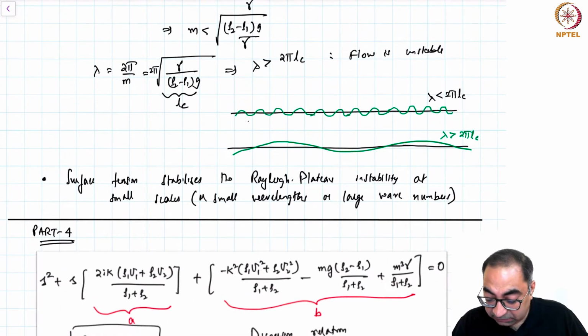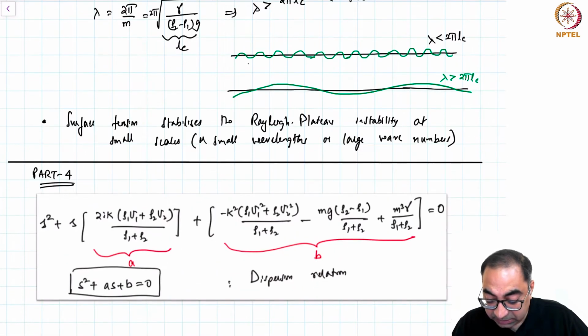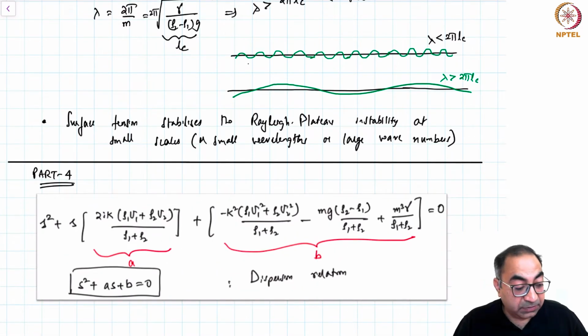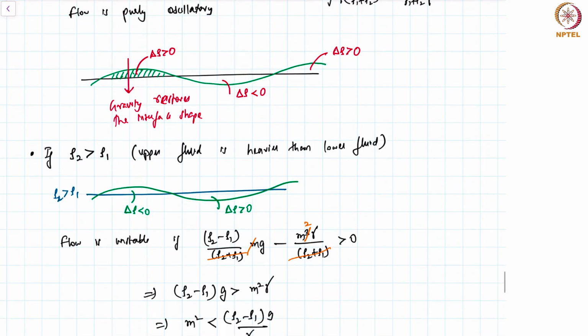So this is the problem that we've looked at, the Rayleigh-Taylor instability. Now we want to look at the effect of velocity field. By the way, here's a small exercise for some of you. You can also look at it in terms of an energy cost.